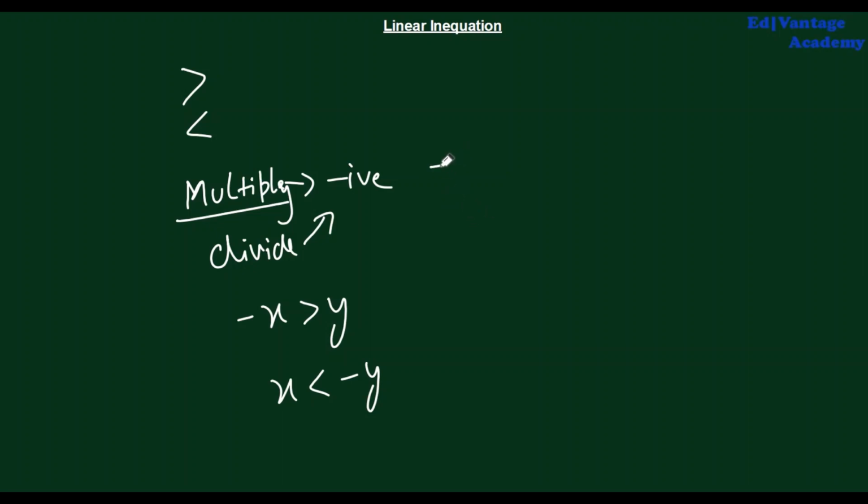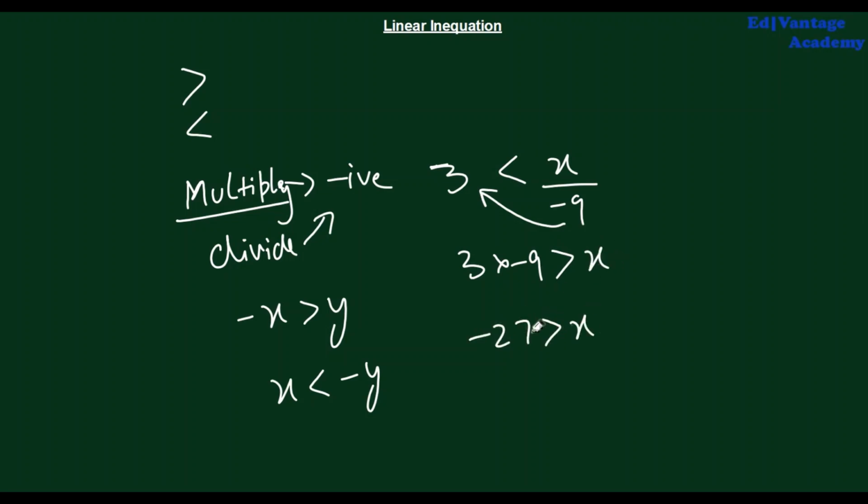Multiply, like if you have, suppose, 3 is lesser than x by minus 9. We know 9 will go in multiplication, it will become 3 into minus 9. So you brought a negative number in multiplication, the symbol has to reverse. It was a less than sign, it became a greater than sign. That's minus 27. x is less than minus 27.